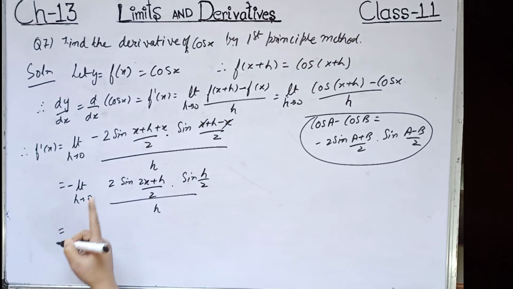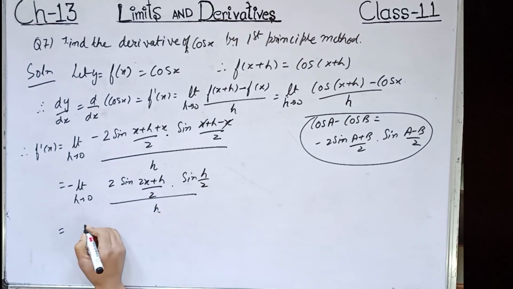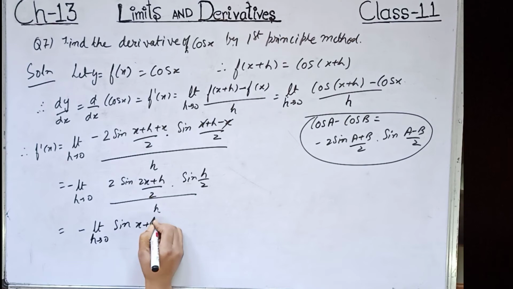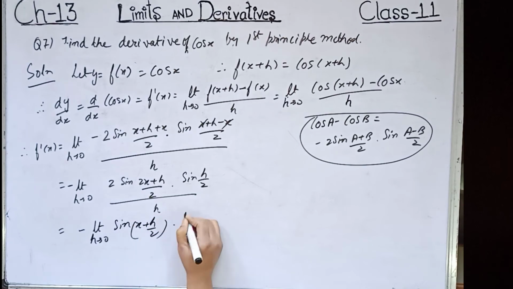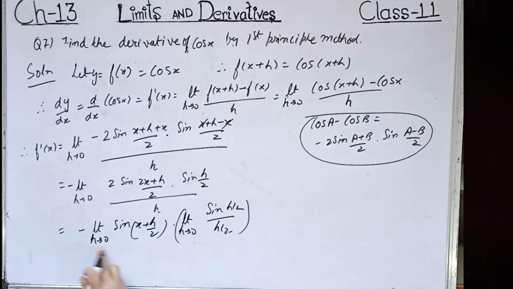Again the same thing we did for the derivation of sin x. This sin h by 2 divided by h by 2 we will be doing. So we are getting over here minus of limit h tending to 0 sin of x plus h by 2, into limit h tending to 0 sin of h by 2 divided by h by 2. By the algebra of limits, we have given the limit to both the functions, I mean sin of (2x plus h) by 2 and sin of h by 2.